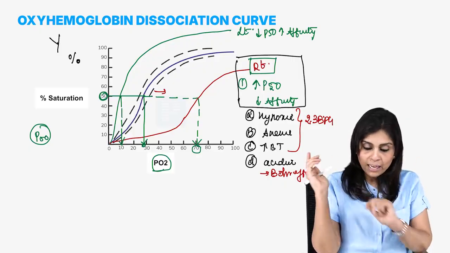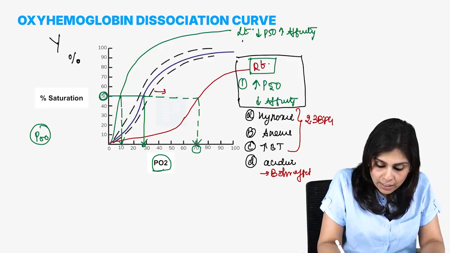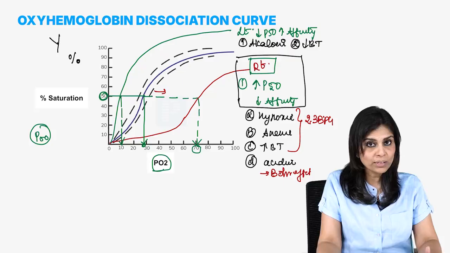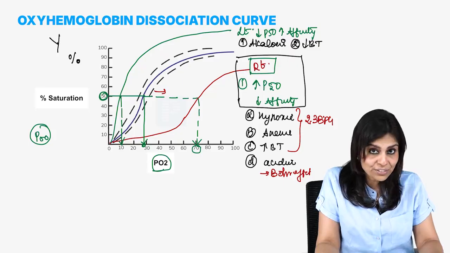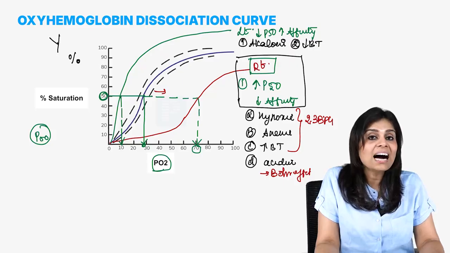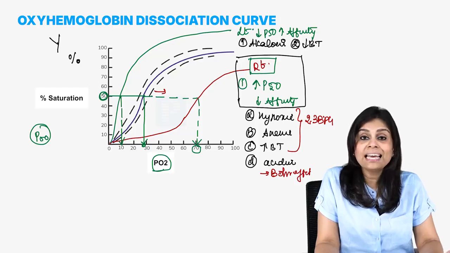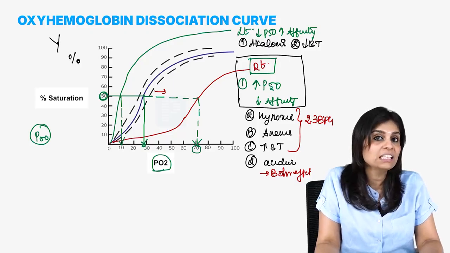Okay. So now, can you tell me when will the curve get shifted to the left? The curve gets shifted to the left whenever there is alkalosis or whenever there is decrease in body temperature. Okay. And though I told you alkalosis shifts the curve to the left, there is an exception here. And the exception is acclimatization. Okay. So, in acclimatization, in spite of that being alkalosis, the curve gets shifted to the right.